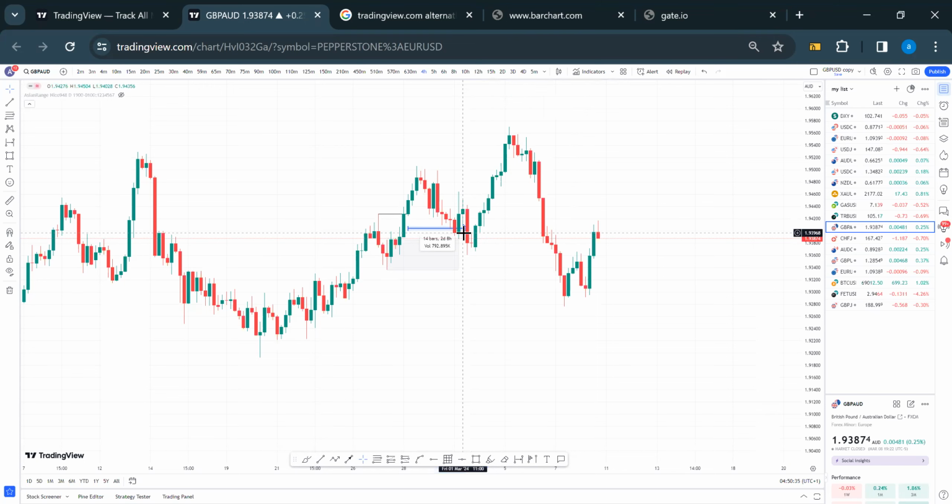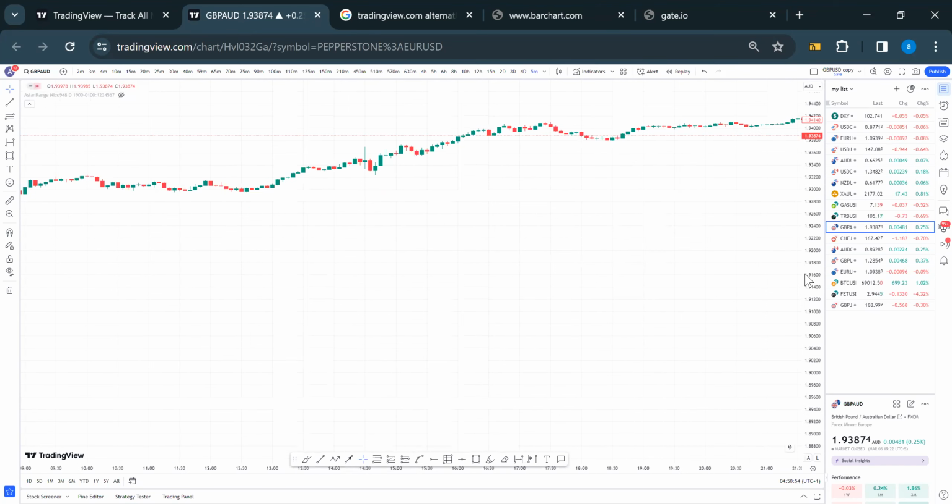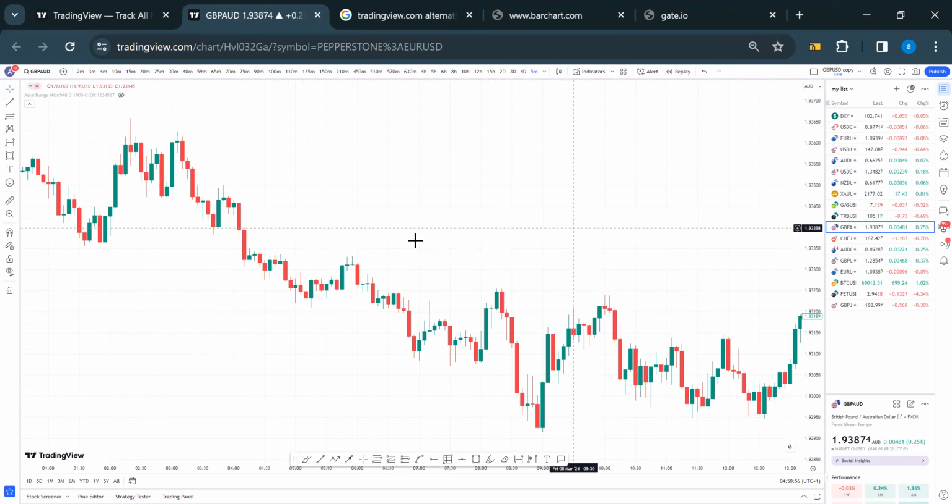So we have 2 days, 8 hours before the price came back to our mitigation. So after price came back to our mitigation, now let's be very realistic. We have the first mitigation here. This is also mitigation. So I think we might hit a stop loss on that.